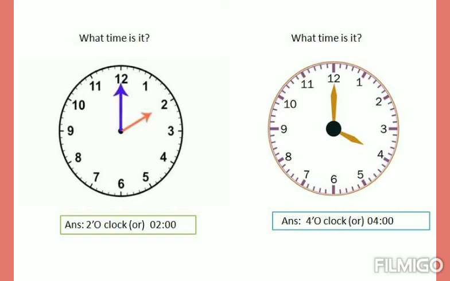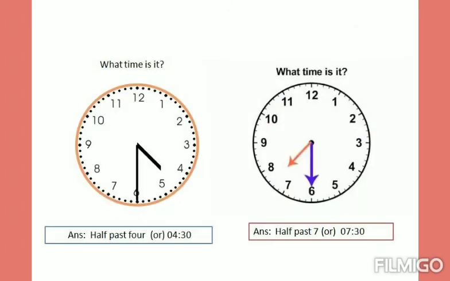Okay, this is the way we will write the time in numeral form. Here look at the second clock. In the second clock we have the minute hand at 12, the hour hand at 4. So we can read the time exactly, it is 4 o'clock. When we write, we have to write 04:00. Here 04 refers to the hours and 00 refers to the minutes.